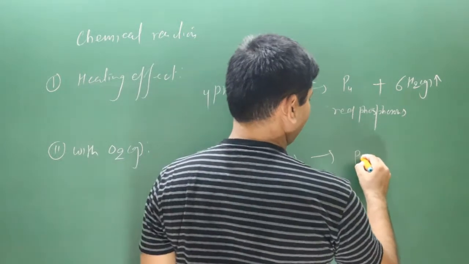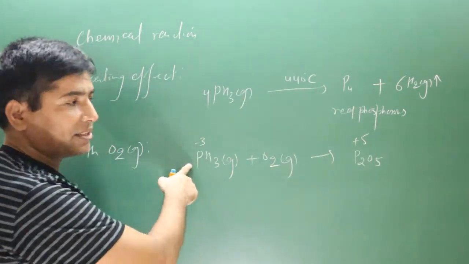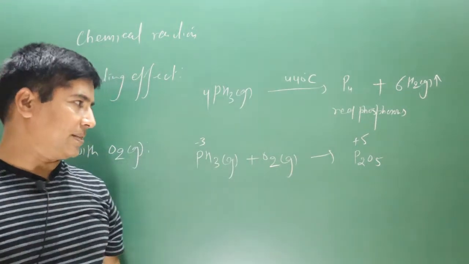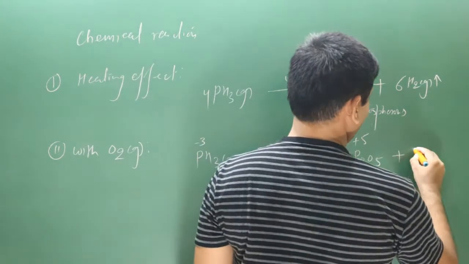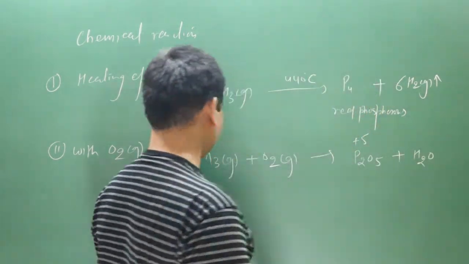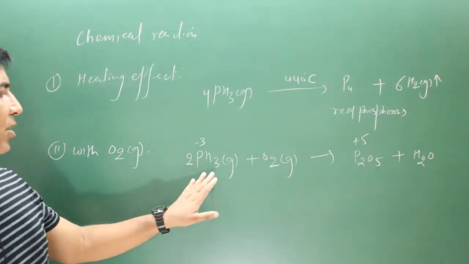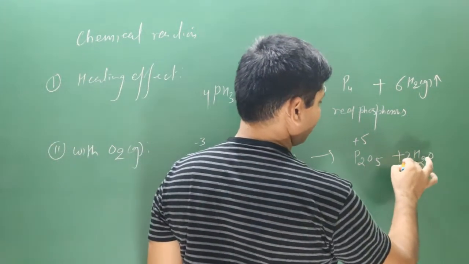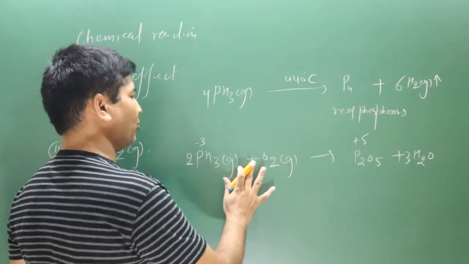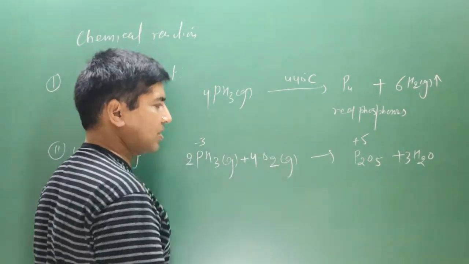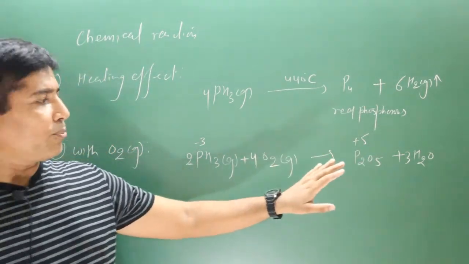Highest oxidation state of phosphorus is what? +5. In this case it is -3, minimum oxidation state, and then highest oxidation state. Remaining portion hydrogen will combine with oxygen to form water molecule. 2 phosphorus multiplied by 2. How many hydrogen? 6 hydrogen multiplied by 3. How many oxygen? 5 plus 3 is equal to 8 multiplied by 4. Equation is balanced.